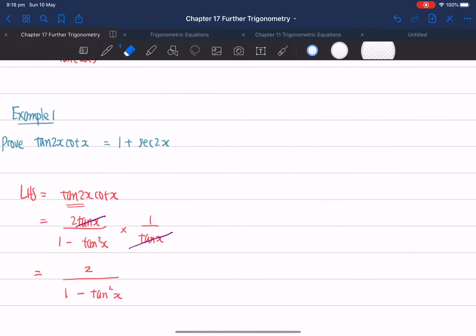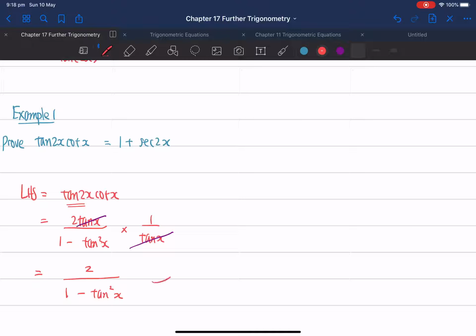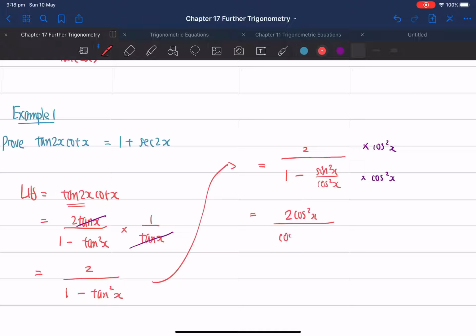All right, now for this part here, how do we turn it into sine and cos? Well, the first step is to change that tangent square x into sine square x over cosine square x. We're sort of doing the reverse calculation. Now what you need to do is multiply both the top by cosine square x and the denominator by cosine square x. So that gives you 2 cosine square x over cosine square x minus sine square x.